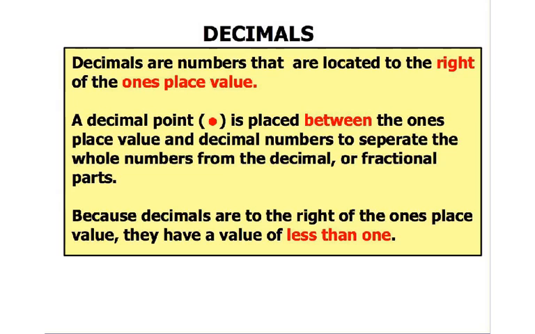Decimals are the numbers that are located to the right of the ones place value. In between your whole numbers and your decimals, we put a point there called a decimal point. And like fractions, decimals also have a value of less than 1.